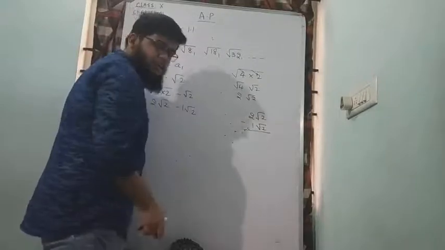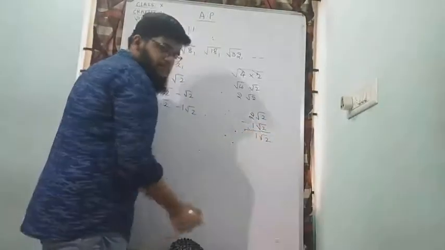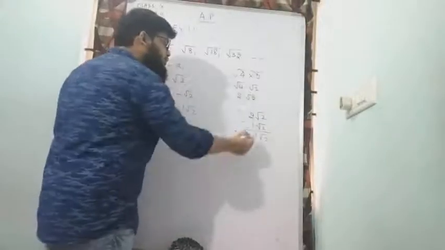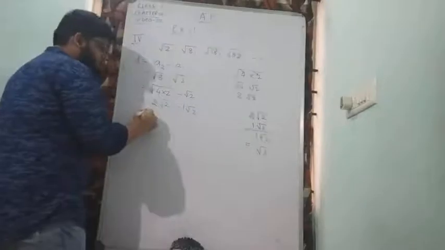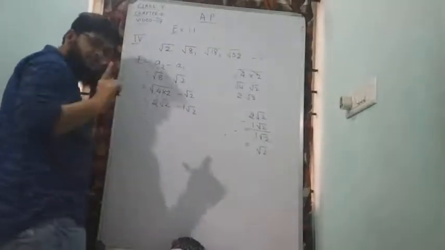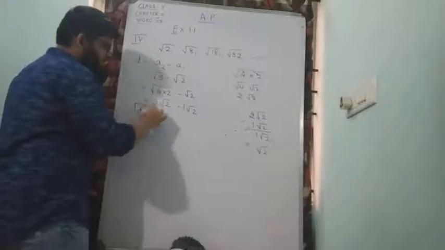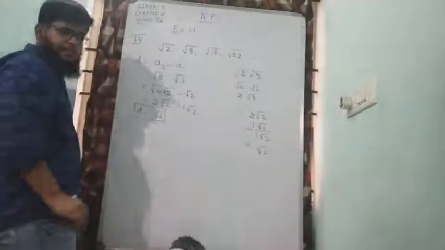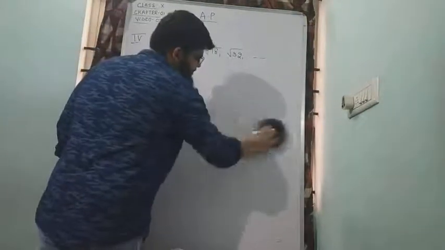So root numbers cannot be subtracted. They have to be written just like that. But 2 minus 1 is 1. Is that correct? So 1 root 2 actually means only root 2. This 1 is also not required. So 2 root 2 minus 1 root 2 is 1 root 2. 1 root 2 can be written only as root 2. That is my first difference. Let me go with the second difference.